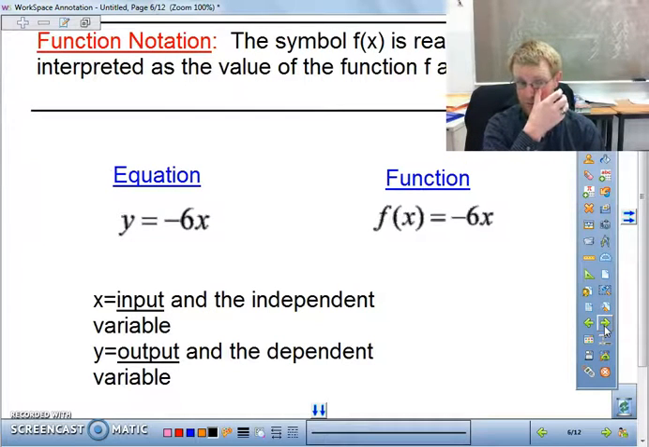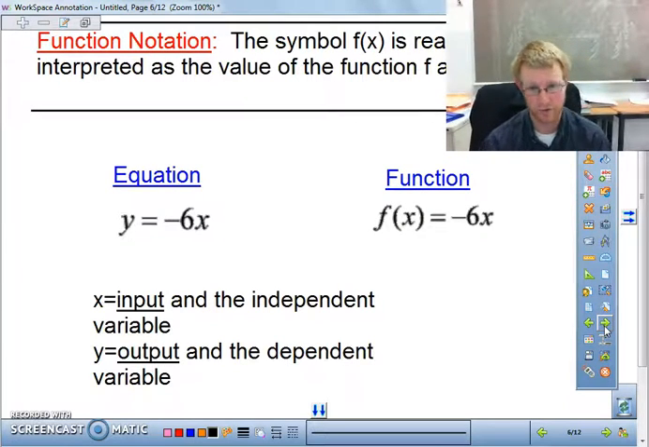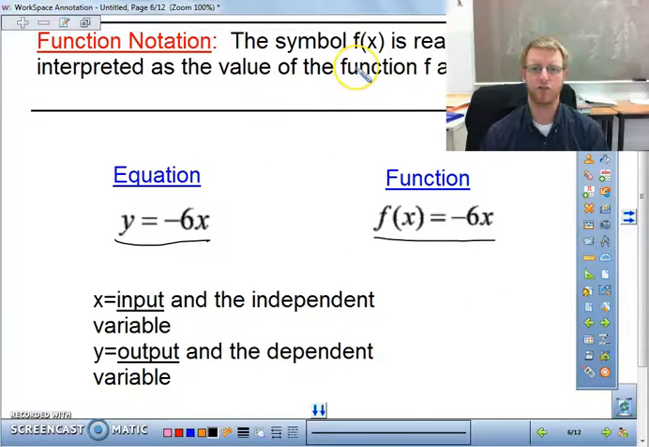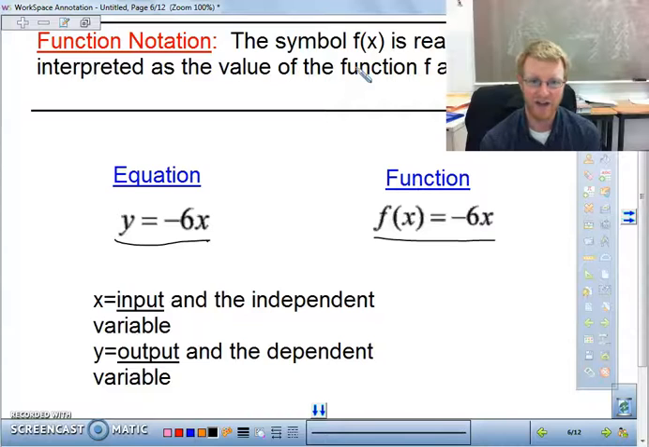Okay, so let's talk a little bit about function notation. I know you guys are familiar with function notation, but what we want to do is start bringing in some more complicated ideas of function notation. What you see here is equation notation. This right here is function notation. The symbol f of x is read f of x, not f times x. And basically it's interpreted as the value of a function at the value of x. So whatever the value of x is, that's how we determine the value of our function.